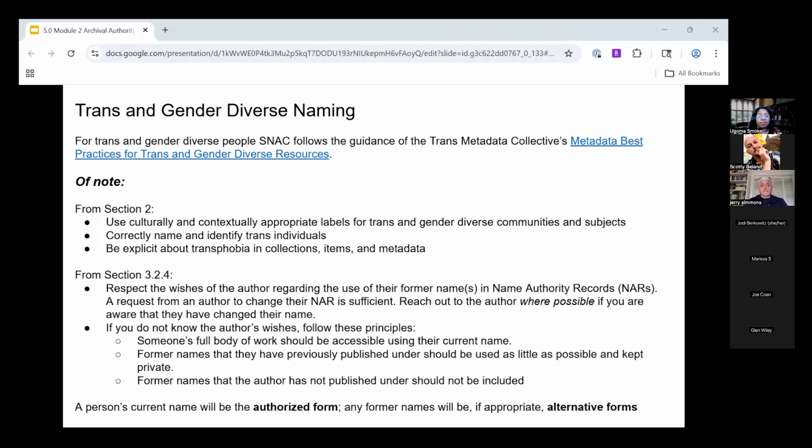Respect the wishes of those described regarding the use of any former names in name authority records. If you do not know the author's wishes, follow these principles. 1. Someone's full body of work should be accessible using their current name. 2. Former names that they have previously published under should be used as little as possible and kept private. 3. Former names that the author has not published under should not be included. A person's current name will be the authorized form. Any former names will be, if appropriate, alternative forms.